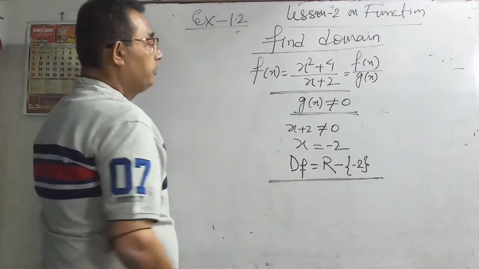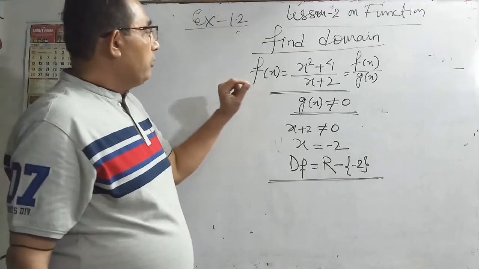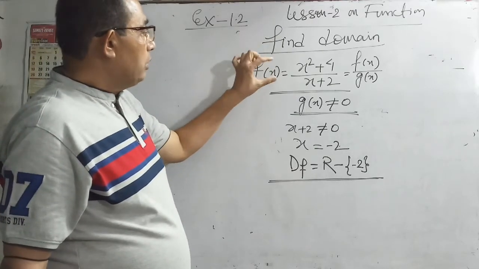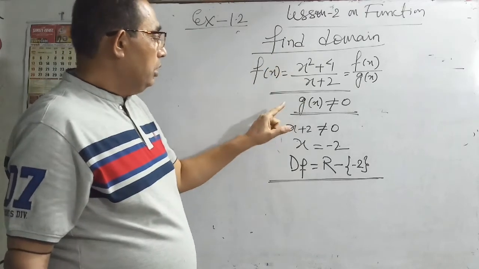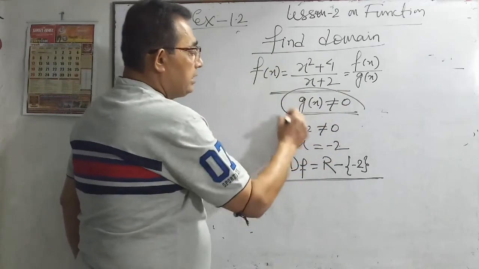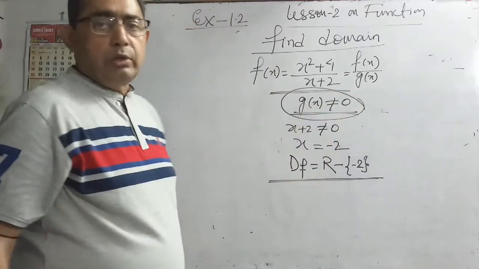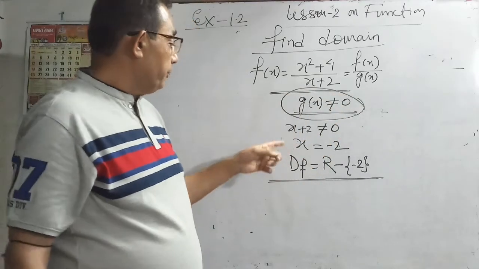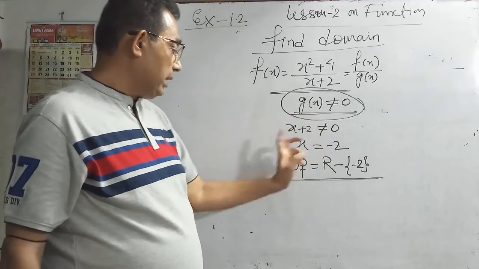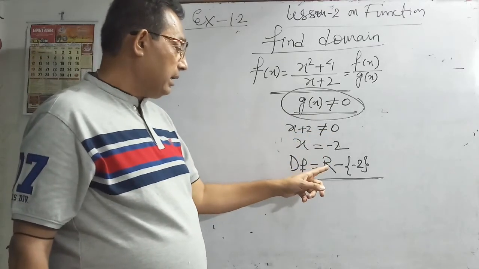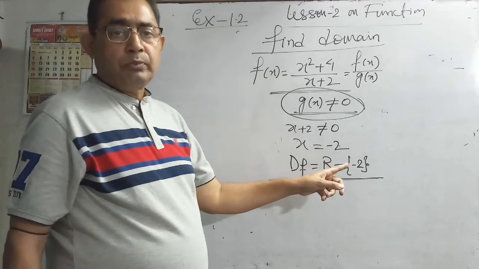This one is clear. If you have to find the domain of f(x) = (x² + 4)/(x + 2), you know g(x) is never equal to 0, always not equal to 0. So g(x), x + 2, is also not equal to 0. X is not −2. Domain is R minus {−2}.